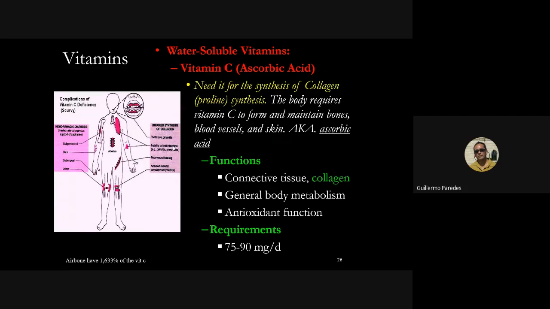Vitamin C produces collagen. Collagen is a protein, as you already know very well, right? Collagen is an elastic protein. Collagen will be in any part of the body, in the skin, in the cartilage, in the connective tissue. So that produces the elasticity of the structure.